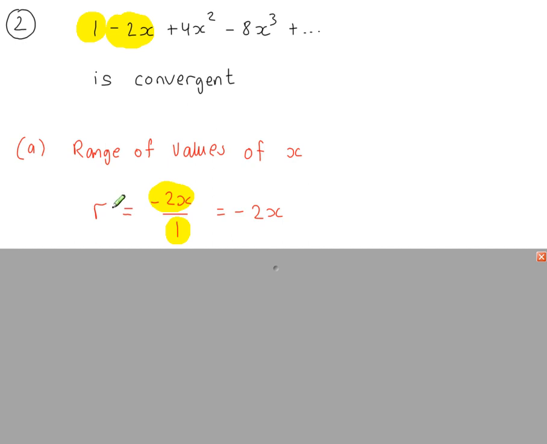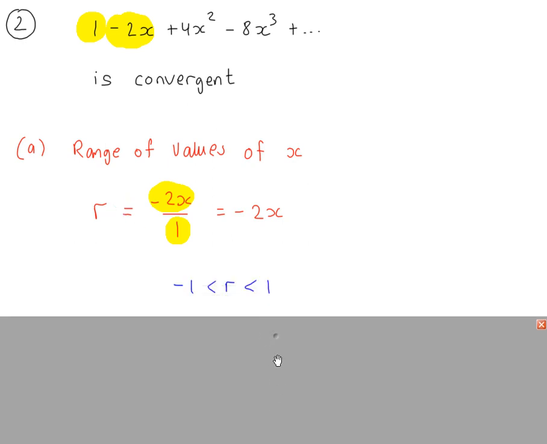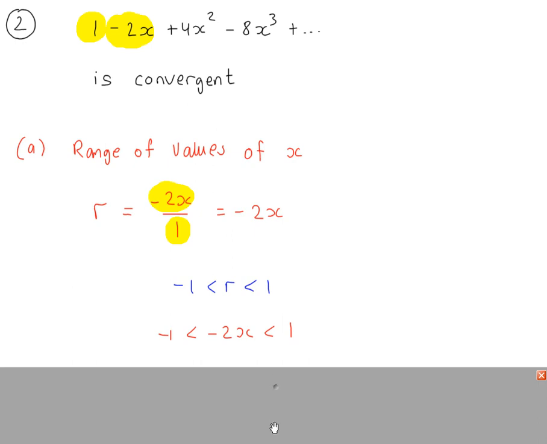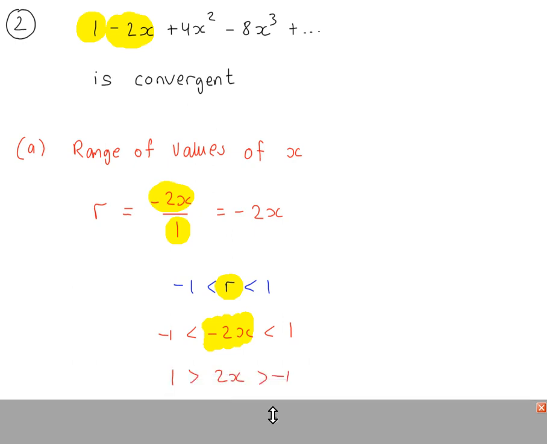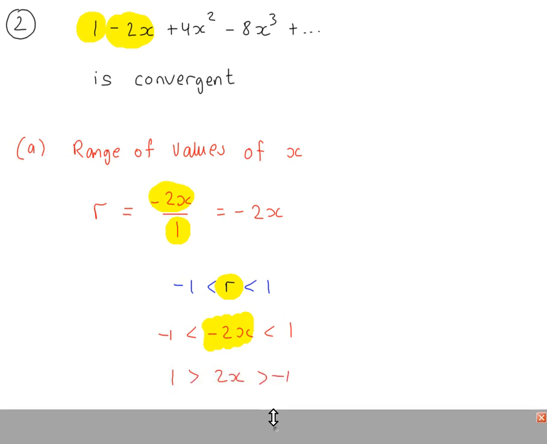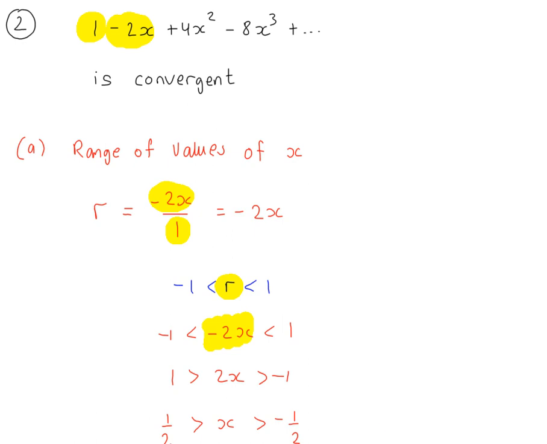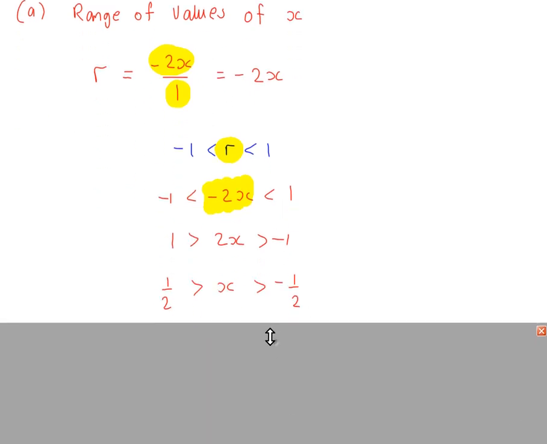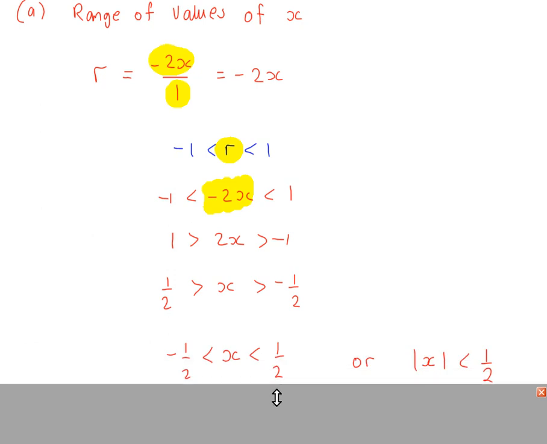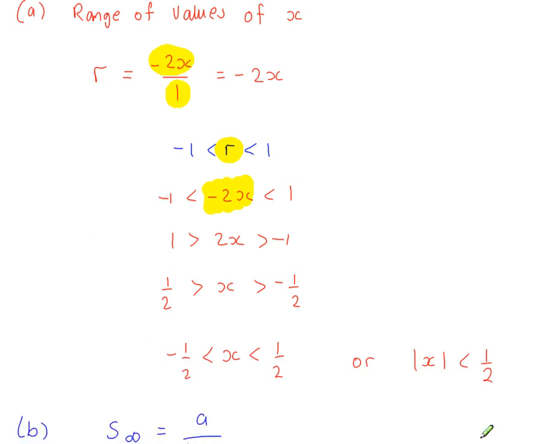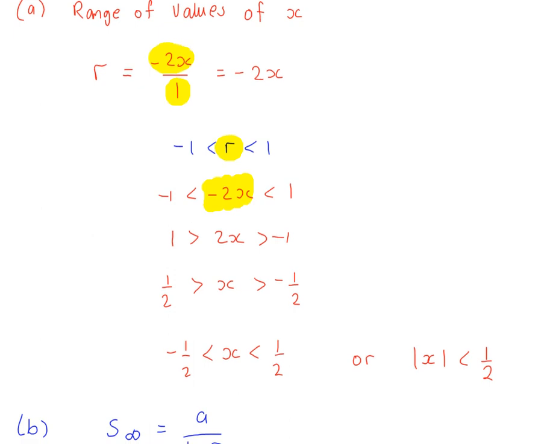And we know r is minus 2x divided by minus 2. And if we rewrite this in our standard form, like this, we can show that x is between minus a half and plus a half, or alternatively we can use this notation, that the magnitude of x is less than a half, and the sum to infinity, we just substitute the values in, 1 over 2x plus 1.